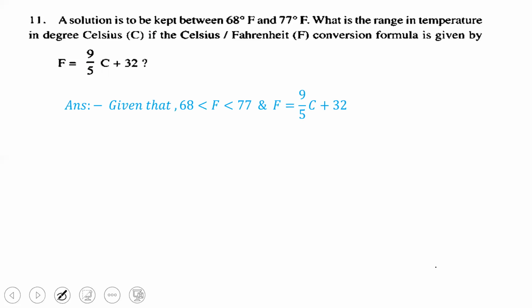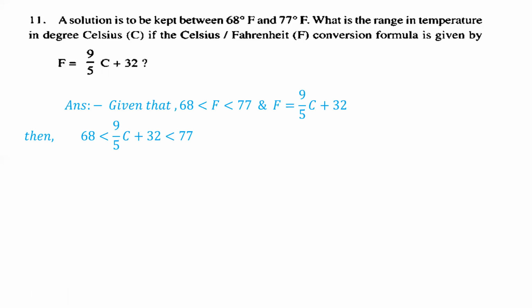Now we can put the formula F equals 9 by 5 into C plus 32. So in the place of F, if we put this formula, we will find 68 less than 9 by 5 into C plus 32 less than 77.